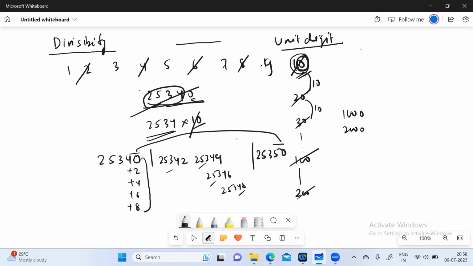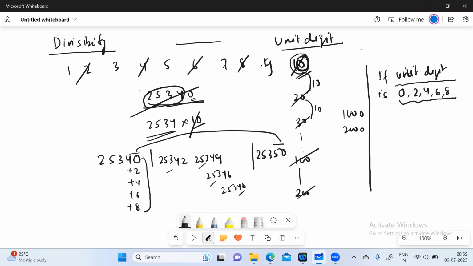So we can summarize this in a way. If the unit digit is 0, 2, 4, 6, or 8, that is, if the last digit is even, the number will be divided by 2. That is the number N we are talking about, and N is divisible by 2. So how many of you will say that I've overextended the concept here?